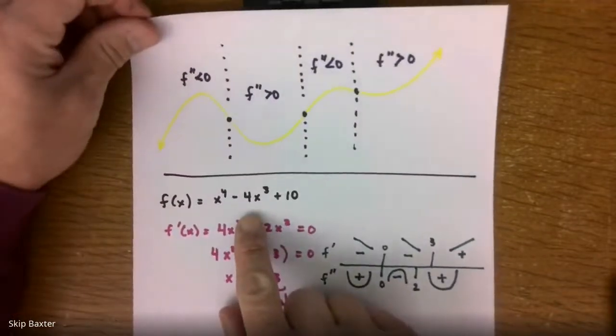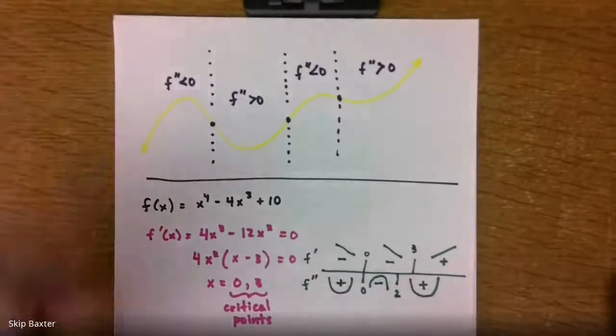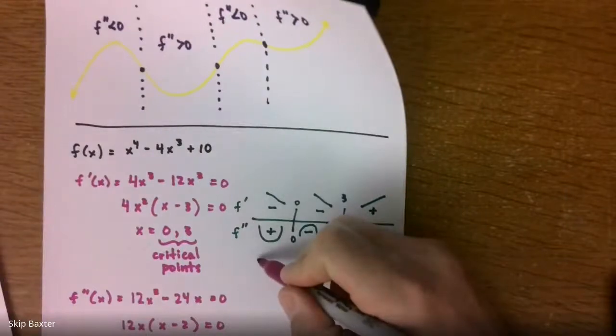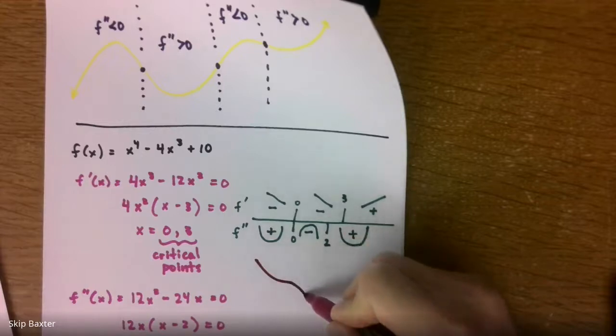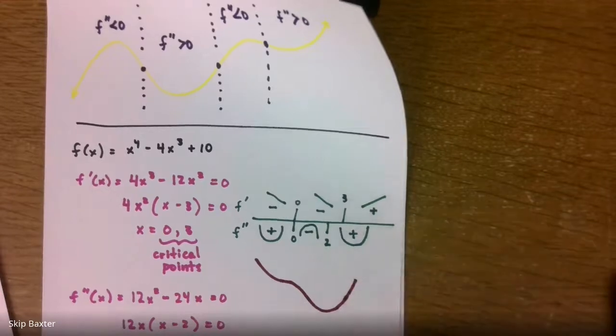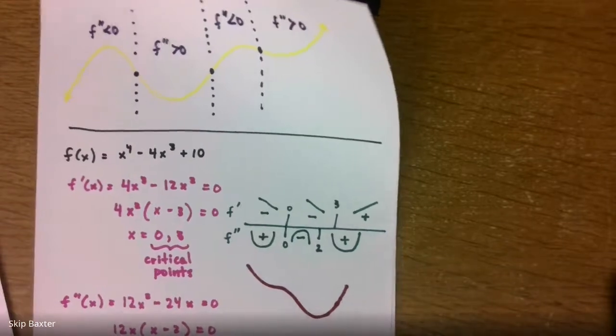This function is a 4th degree polynomial, and its shape, like if I just look at the sign chart, its shape is going to be like decreasing concave up, then decreasing concave down, and then increasing concave up like that. That's it.